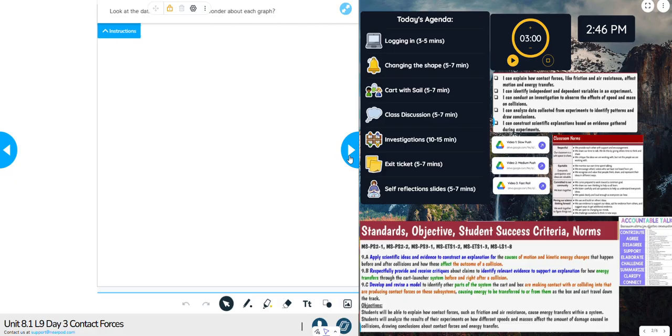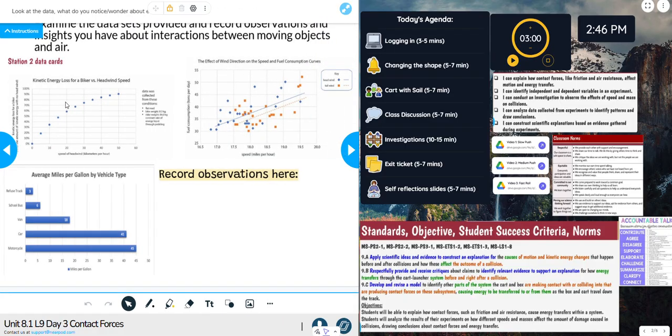All right, for the next activity, we're going to look at the 3 sets of data. We have graphs. We're going to record observations about what you're seeing. So in data card 1, we have the speed of the headwind. Remember, headwind is coming from the front. And the kinetic energy loss.